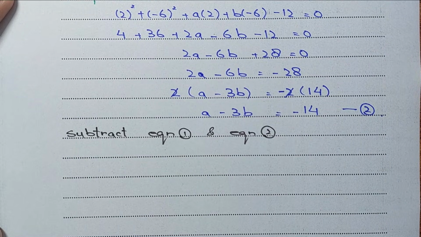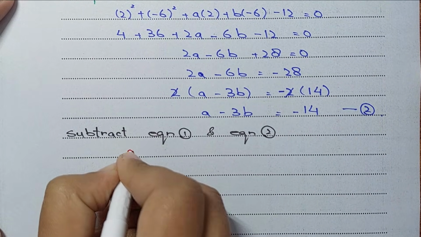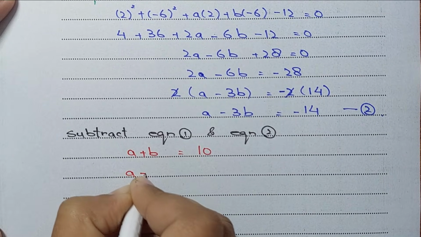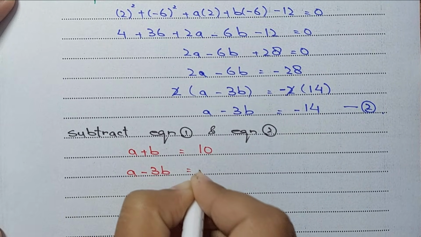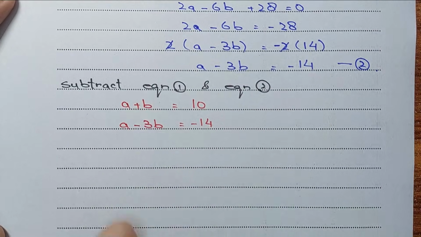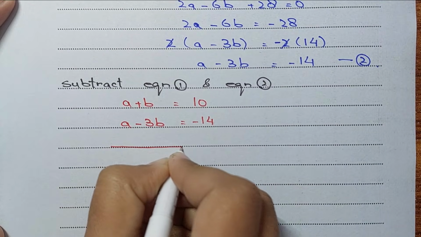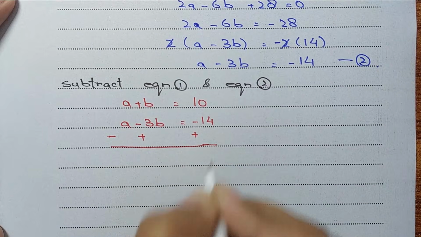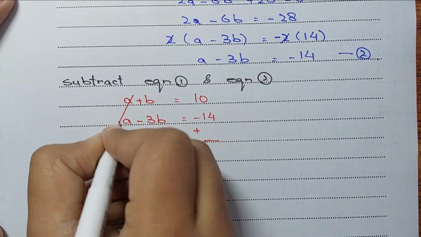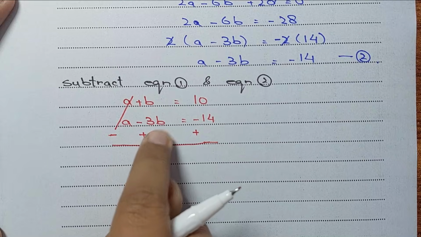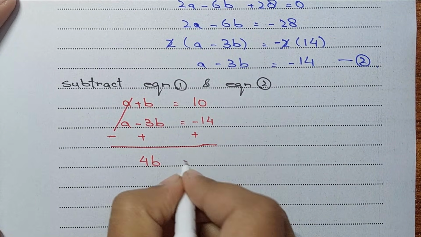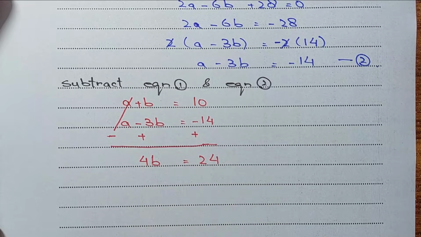So equation 1 is a plus b equals 10. Equation 2 is a minus 3b equals negative 14. When you do subtraction, you have to change the signs, negative and positive, right? So plus a and minus a cancel out. Plus b plus 3b is 4b. Plus 10 plus 14 is 24, right?